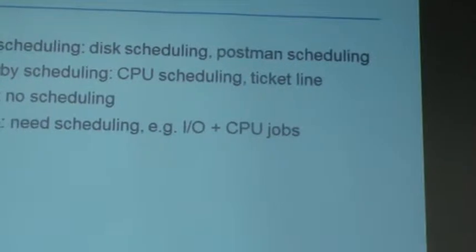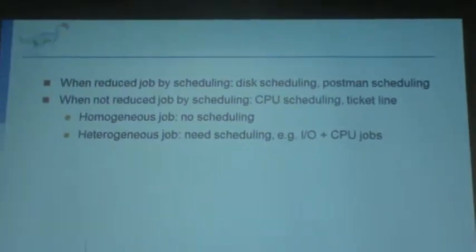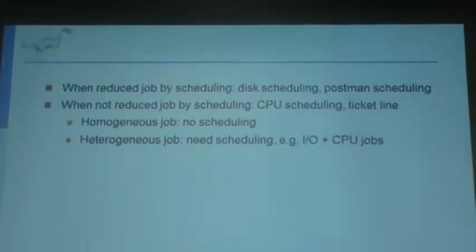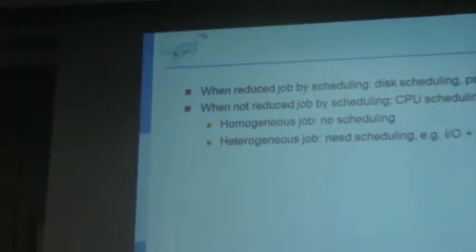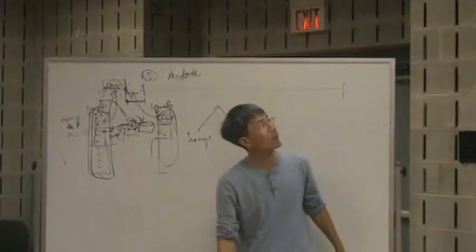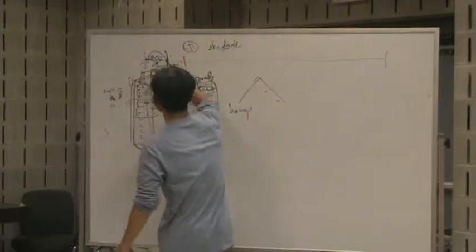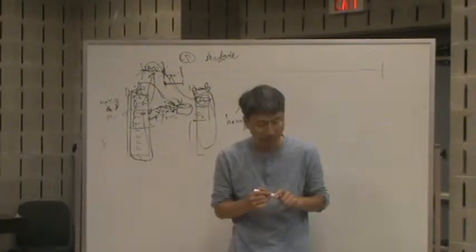categories. One is homogeneous. Homogeneous means it's exactly the same job. At that time, you don't have to schedule because they are all the same. Okay? You don't have to worry about the scheduling algorithm. But heterogeneous means each process, each item, each object has different conditions.